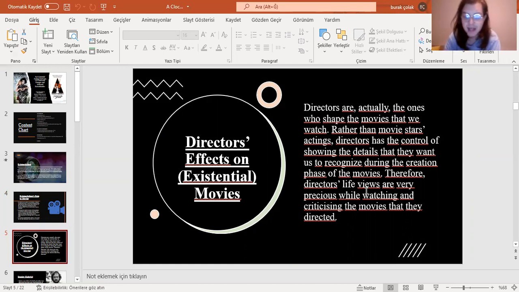The director's effects. The directors are actually the ones who shape the movies that we watch, rather than the movie stars' acting, costumes, and gestures. The director has control of showing the details as they want us to recognize them during the creation phase of the movies. Therefore, the director's life views are very precious while watching and criticizing the movies that they directed.